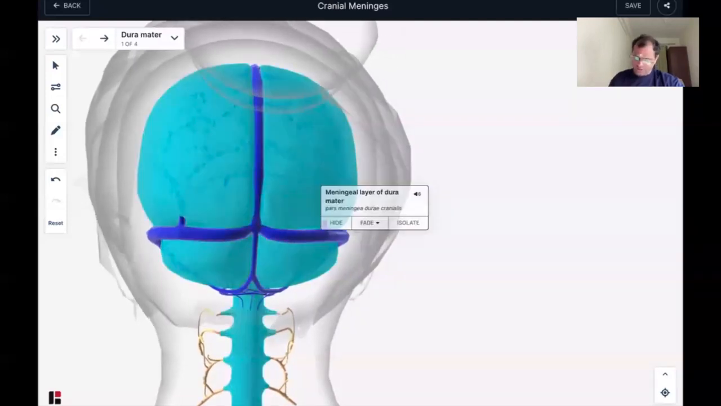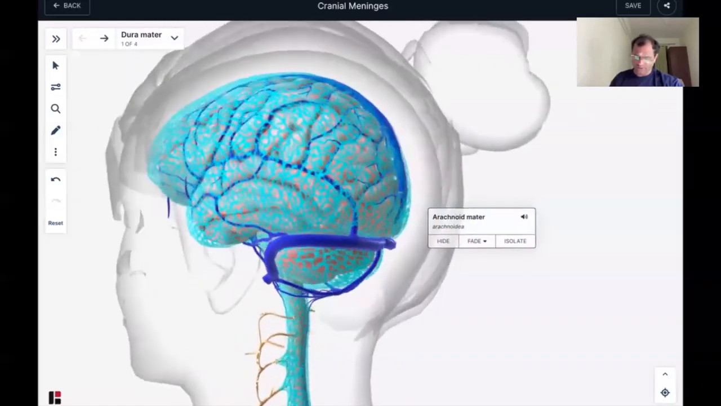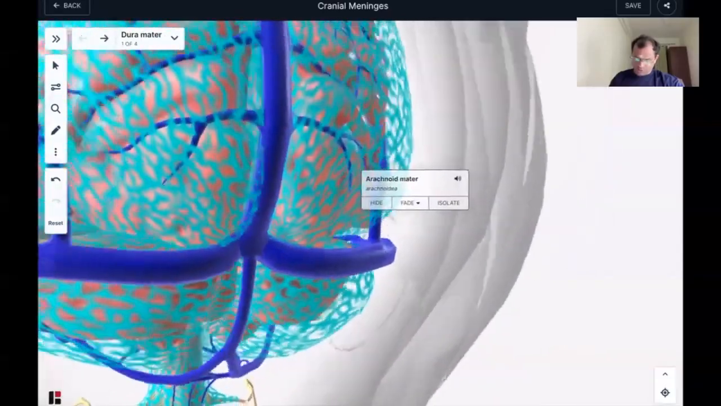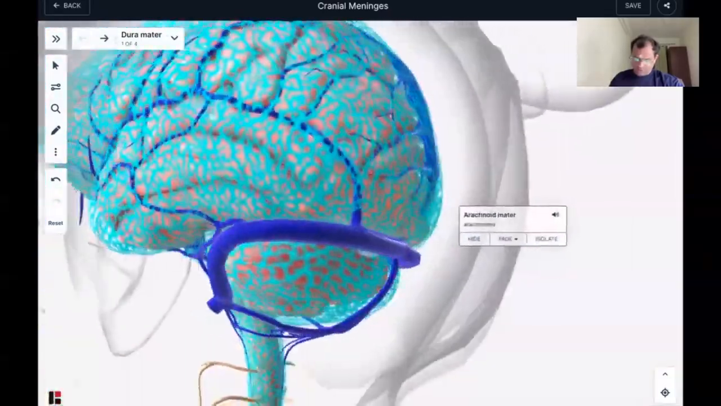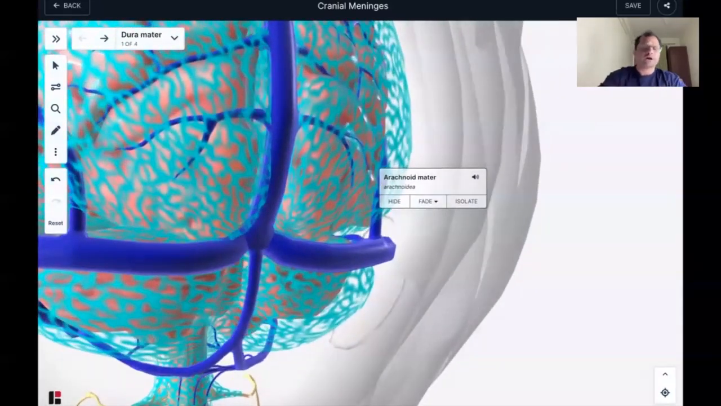Now, let's remove this inner layer of the dura mater. Removed. Now we can see this very beautiful network of the arachnoid matter. What is the importance of arachnoid matter? The arachnoid matter has a very important thing called CSF, cerebrospinal fluid. Okay, getting my point? Cerebrospinal fluid, a very important fluid of the brain. So this is the importance of the arachnoid matter. Arachnoid matter has CSF.